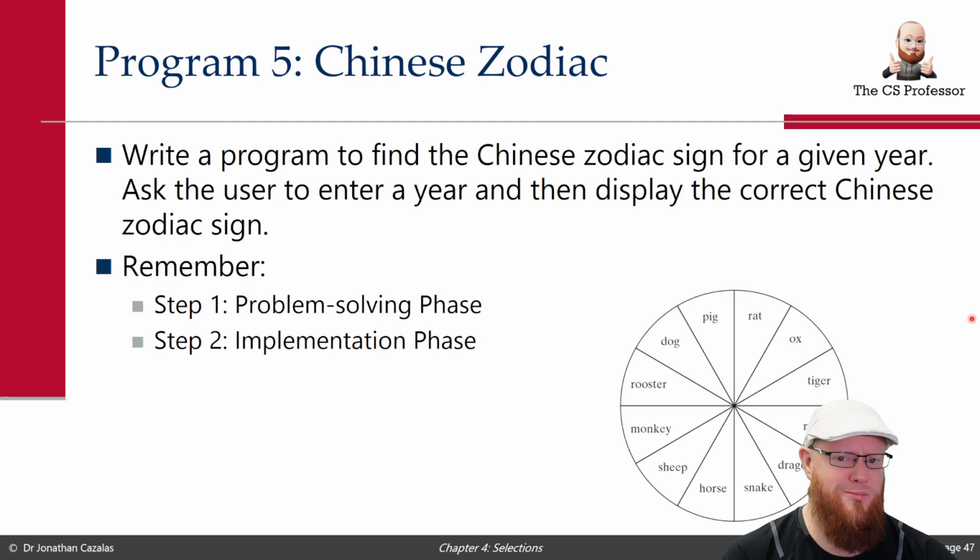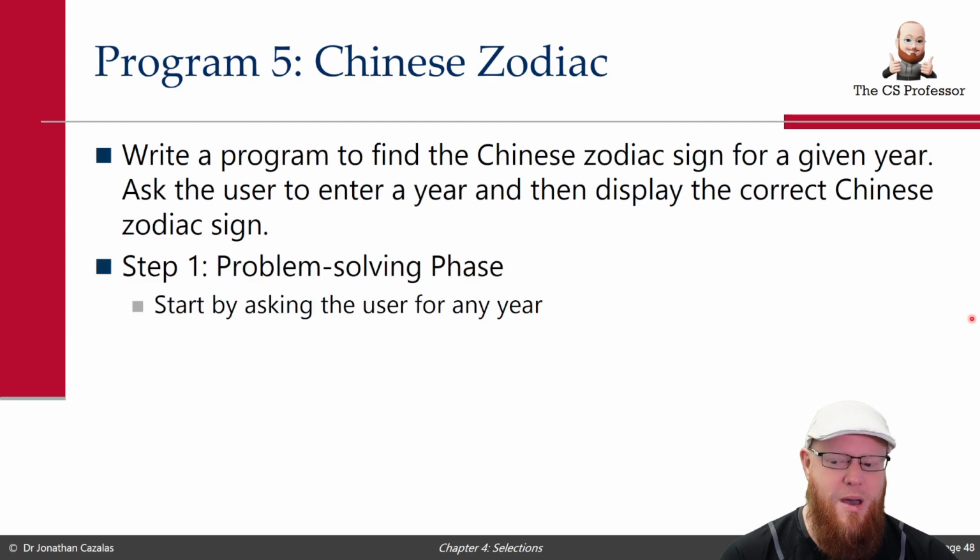For the uninformed, which is pretty much me, you have to know this little wheel here. It could have been depicted in some other fashion, but we have 12 choices. Are you born in the year of the monkey, the year of the dragon, the year of the rat, or the ox, or what have you? How many of us know how we determine, are we the year of the horse or the year of the tiger? How do you determine that? It's actually mathematical, and it's pretty easy. So the problem-solving phase is important on this one. Let's start by asking the user for any year, their birth year.